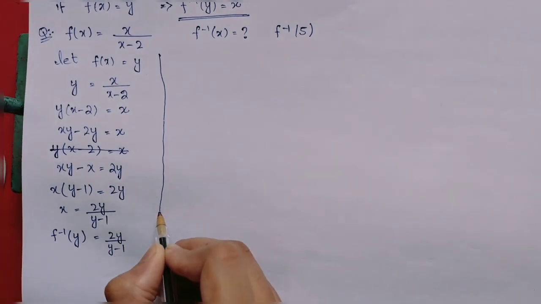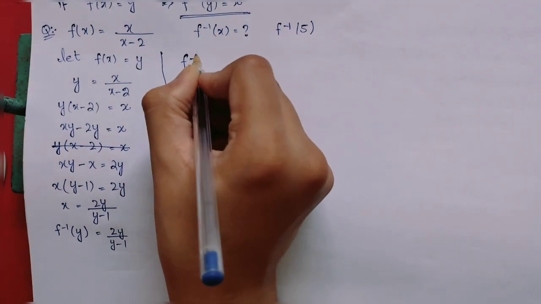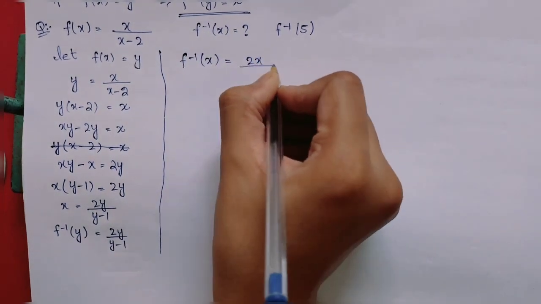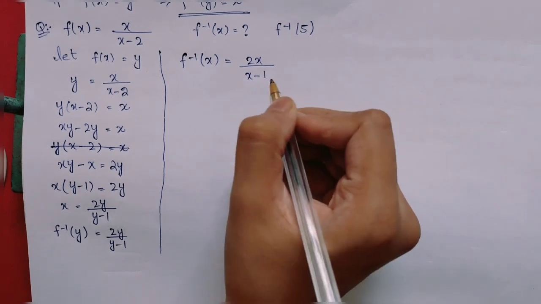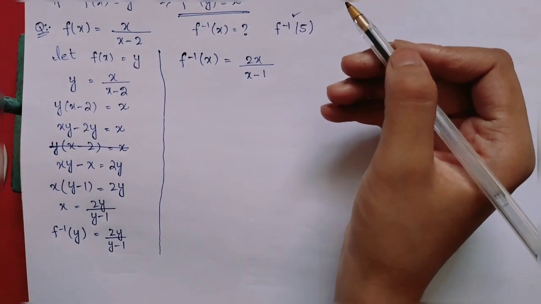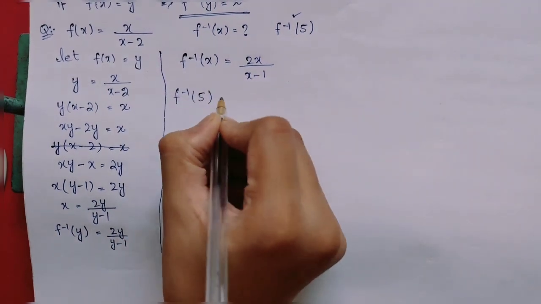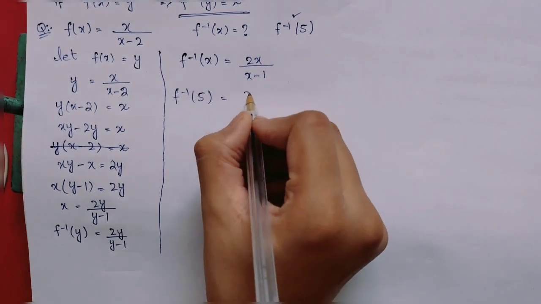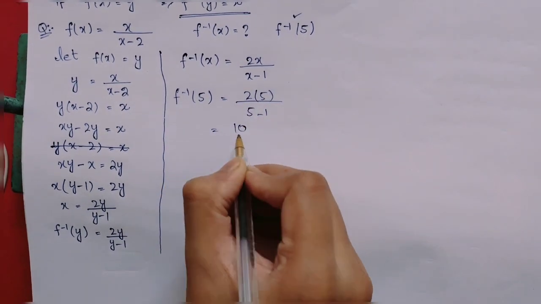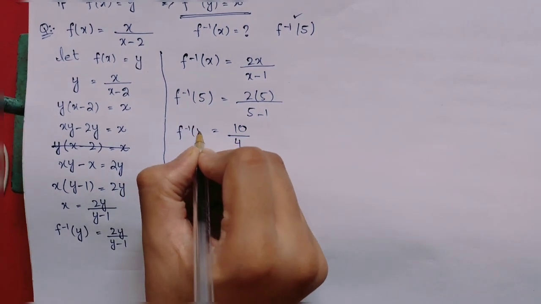Now what you have to find, this is your f inverse of y. You have to find f inverse of x. Simply replace y with x. This is your f inverse of x. Now you have to find the value of f inverse of 5. For f inverse of 5, again replace x by 5. This is your f inverse of 5.